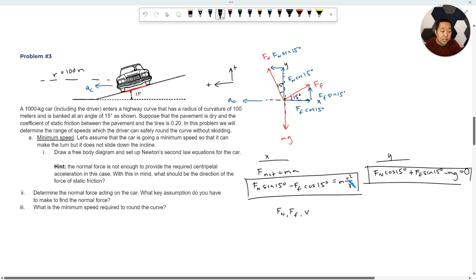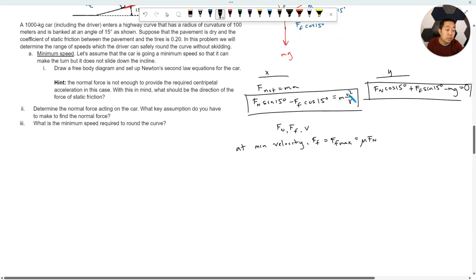But we know mass, we know r, we know g. We can think about what is going to happen at this point if I want the minimum speed. I want the frictional force to be maximum, because the frictional force is helping prevent it from sliding down the ramp. So if we go any slower, we're going to need more friction to keep it up the ramp, and we're going to exceed the maximum static friction. So this is the key assumption: at minimum velocity, the force of friction has to equal the maximum static frictional force, which is mu Fn. This is our key assumption that we have to use.